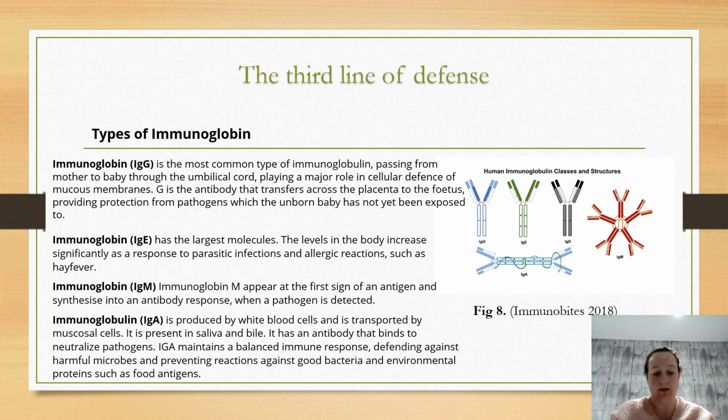The cells of the acquired immune system are mainly the B cells and T cells. Alongside T cells and B cells, there are natural killer cells, but these are part of the innate immune system. B cells and T cells are part of the acquired immune system.